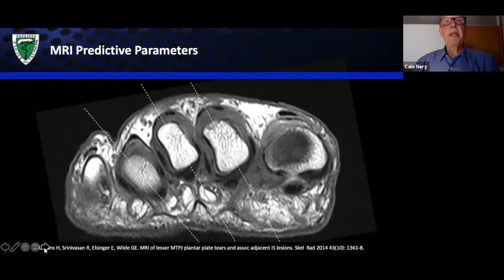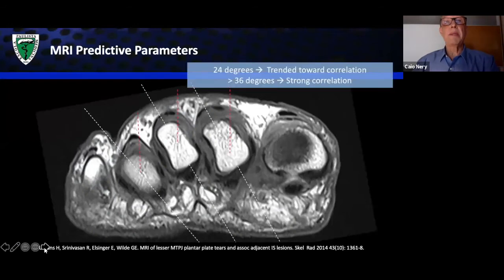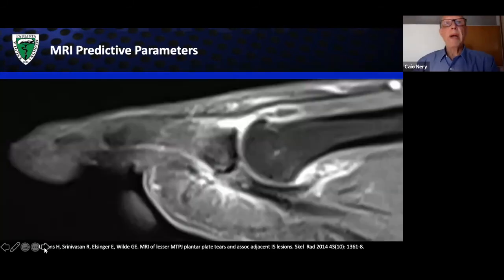The supination of the central metatarsal also correlates with the MTP joint instability, with 24 degrees indicating a possible correlation and 36 degrees or more indicating a strong correlation. Another new MRI sign that strongly suggests the plantar plate lesion is the enthesitis at the plantar plate phalangeal insertion, which could be suspected when there is a reactive bone marrow edema at the base of the proximal phalanx and productive changes at the insertion site.